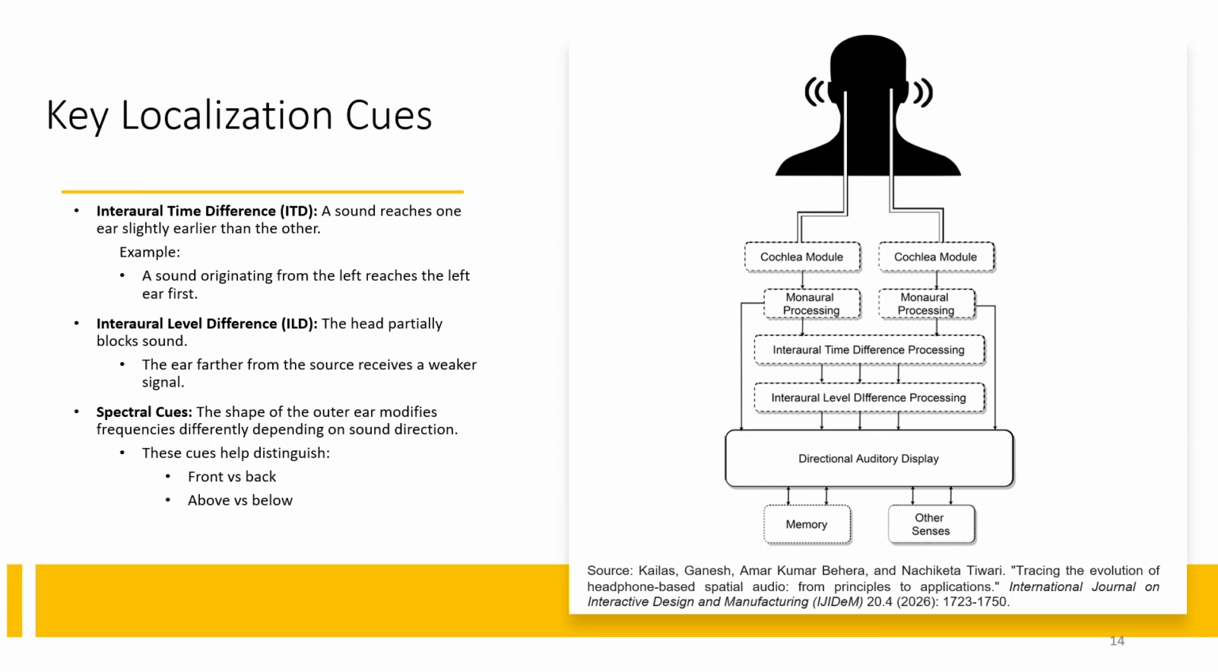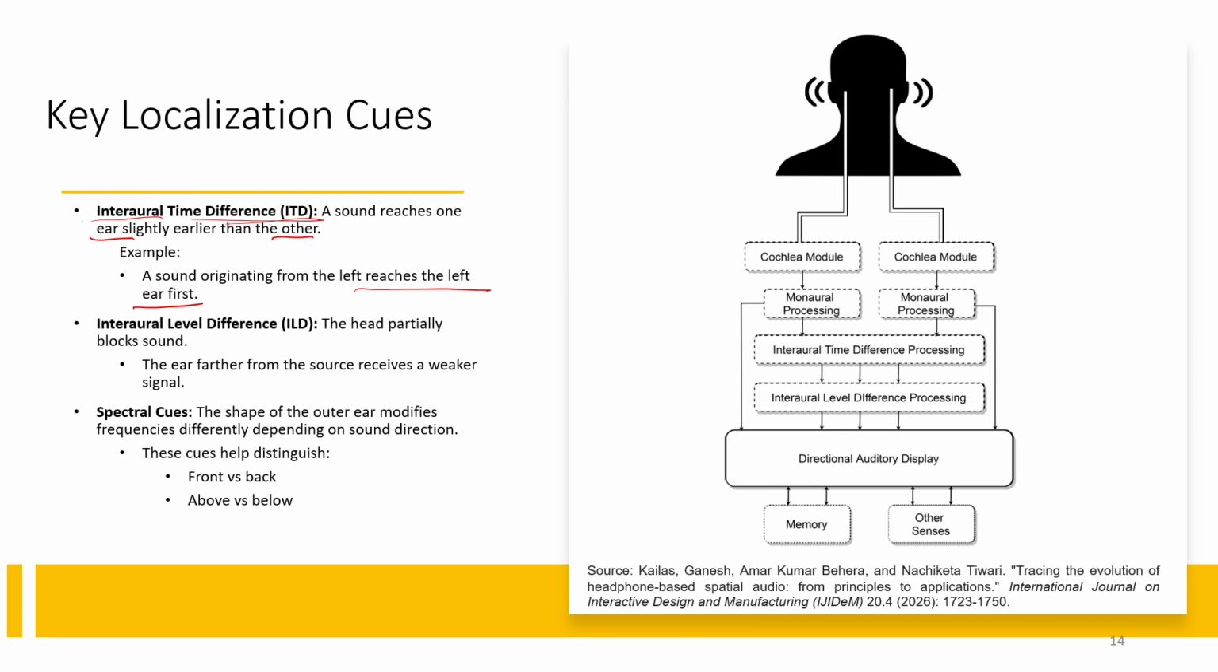So, there are various localization cues that we use. One is the interaural time difference. It is the difference in the time that a sound wave takes to reach one ear as opposed to the other. So, for instance, a sound originating from the left will reach the left ear first, and because it reaches the left ear first, our brain is able to pick up this subtle clue and say the sound originated from the left.